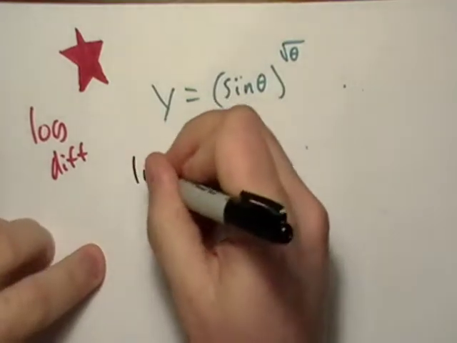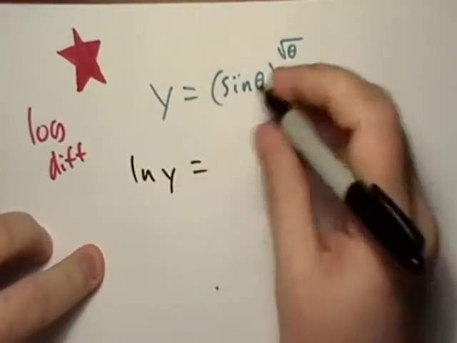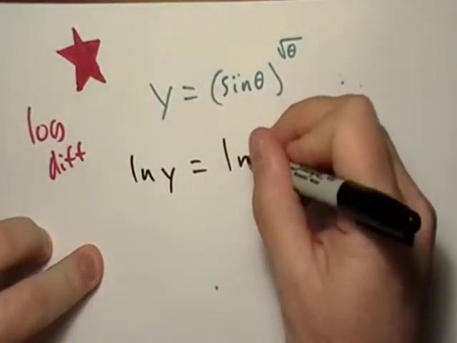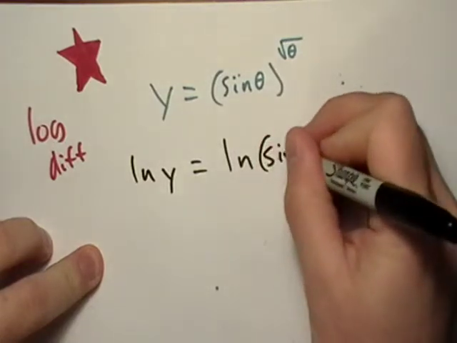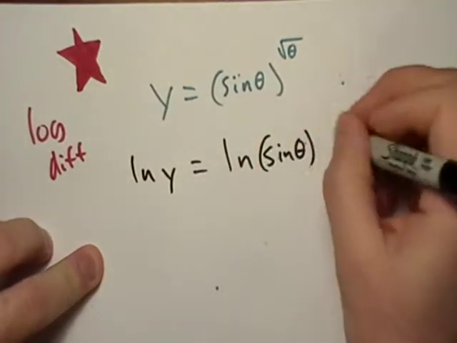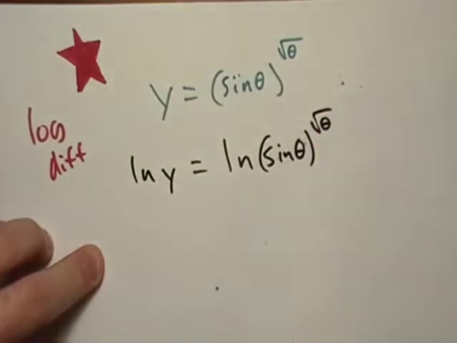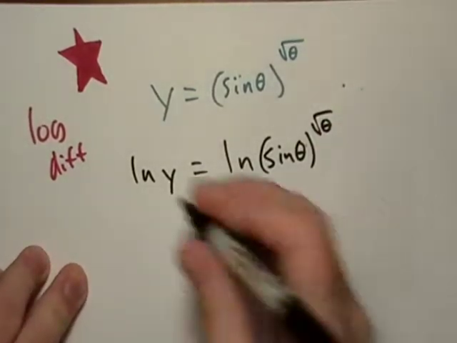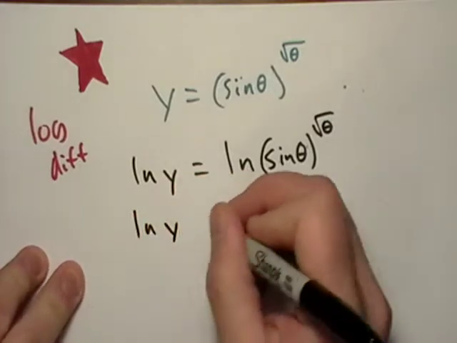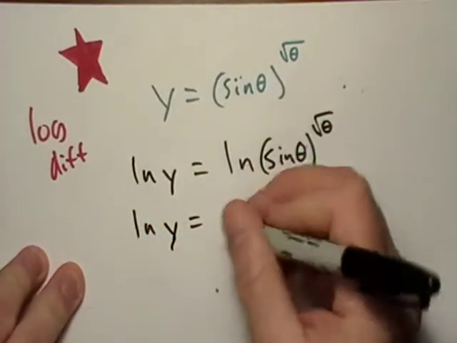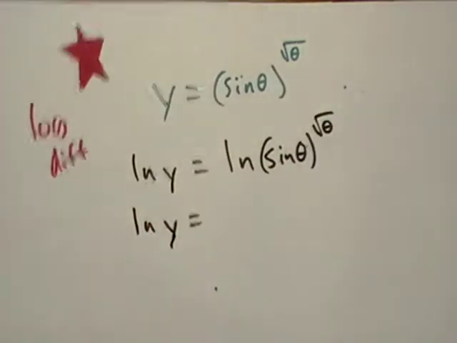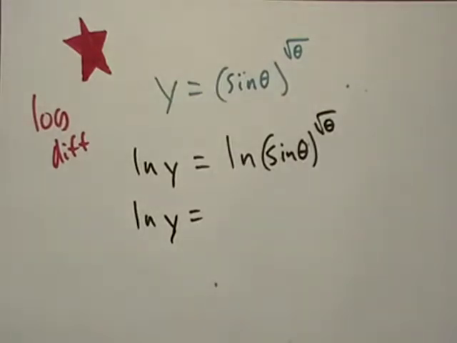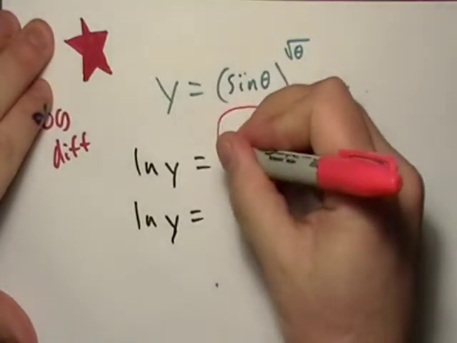So, let's take log of both sides. Natural log of both sides, that is. Sine theta, and it's raised to the square root of theta. That's not a weird equation. I don't know what is. So, before we start doing damage here, we're just going to use that power rule again. Remember? Very handy, isn't it? How many times have we used that thing?